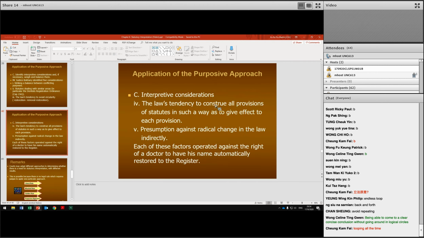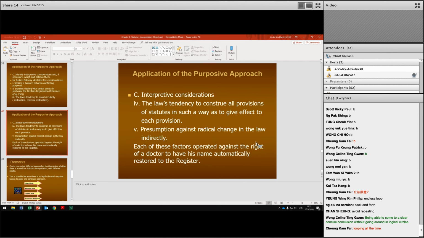Also, number 4 is the law's tendency to construe all provisions of a statute in such a way as to give effect to each provision. So it means that we will not just focus on one single provision. Okay? So all the provisions should be construed in a collective manner.